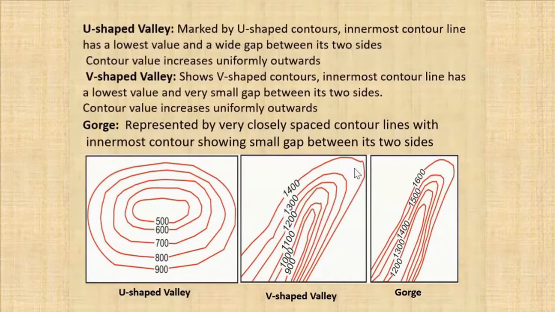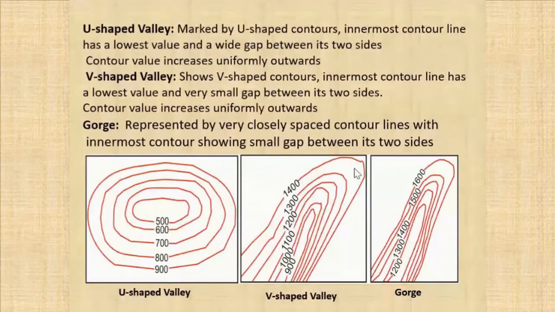We can also identify different types of valleys in a topographical map. For example, U-shaped valley is represented by U-shaped contours, where the innermost contour line is characterized by having the lowest value and a wide gap between its two sides. The contour value increases uniformly outwards. See the left side figure.